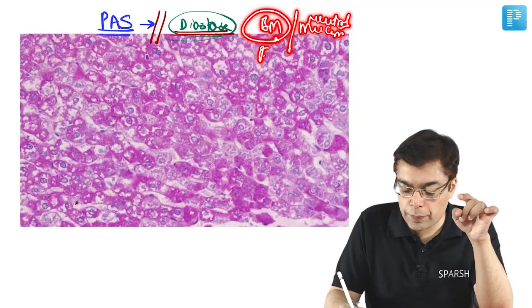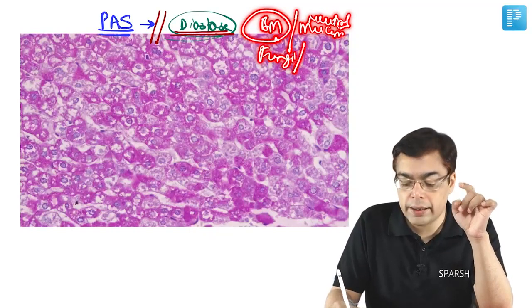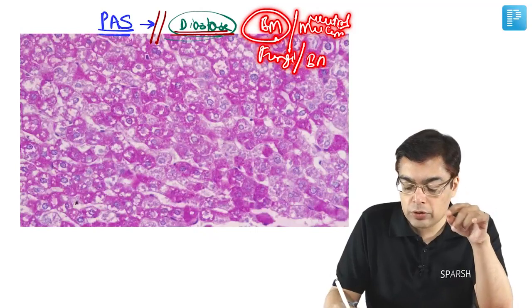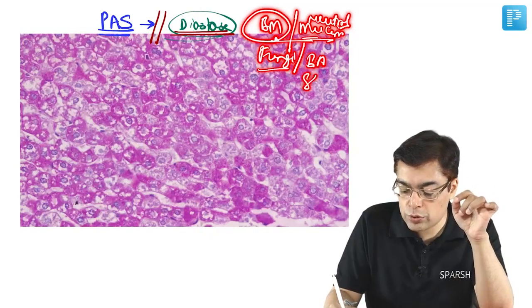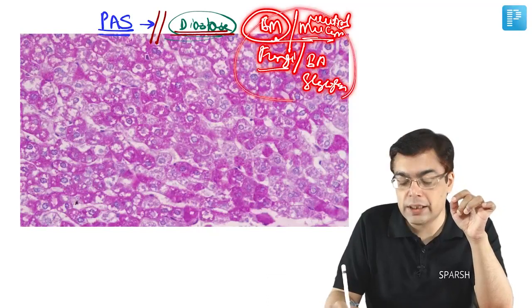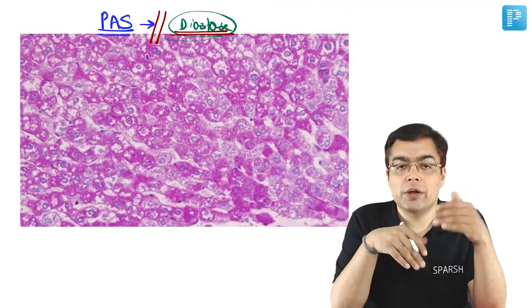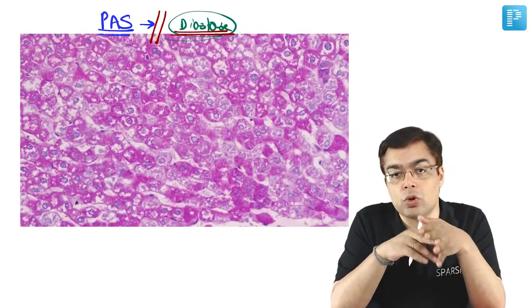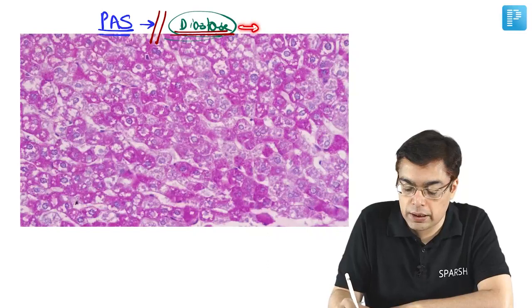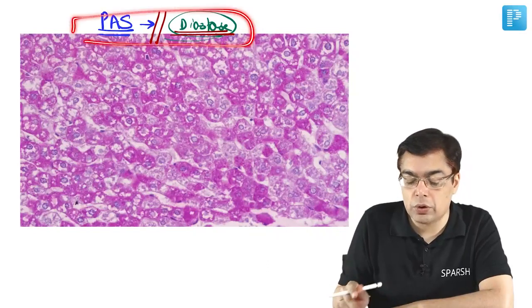It can also be useful for picking up certain types of fungi. So apart from the basement membrane, neutral mucins and fungi, it can be useful for picking up glycogen. So apart from glycogen, there are 3 other areas where we use PAS: the fungus, the basement membrane or tissues, as well as the detection of neutral mucins. So that is about PAS that you need to have an idea.